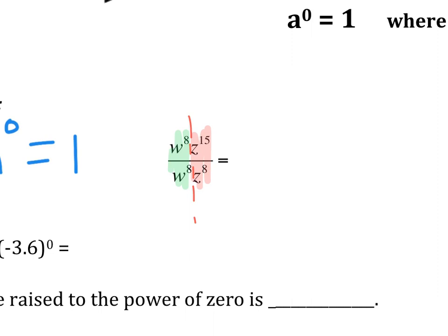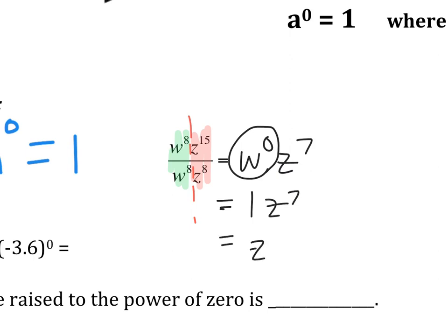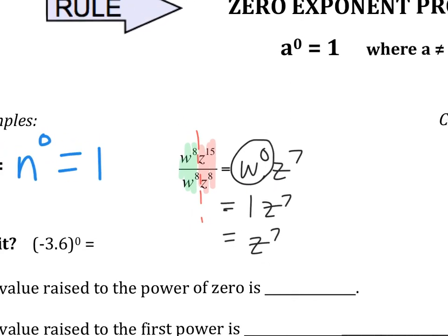So let's simplify. w to the 8th over w to the 8th is w to the 8 minus 8, which is 0. And z to the 15th over z to the 8th is z to the 15 minus 8, which is 7. Well, w to the 0 is just 1, right? So it would just be 1 times z to the 7th, or you could just say z to the 7th power. That would be your answer for that one. The w's canceled out to a 1.